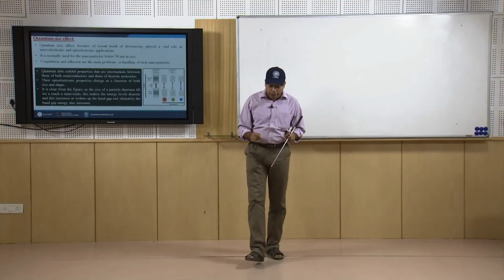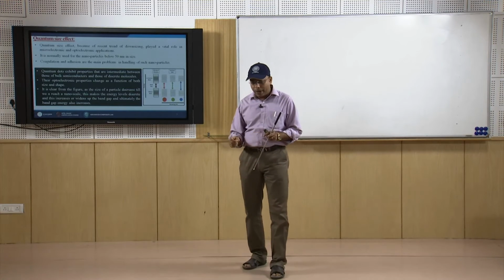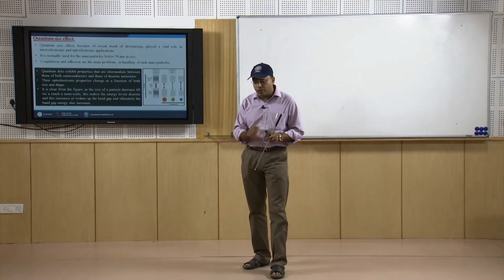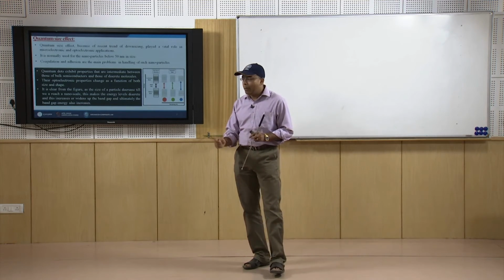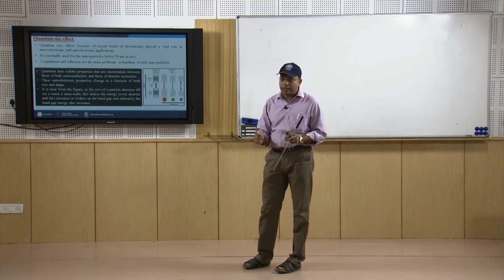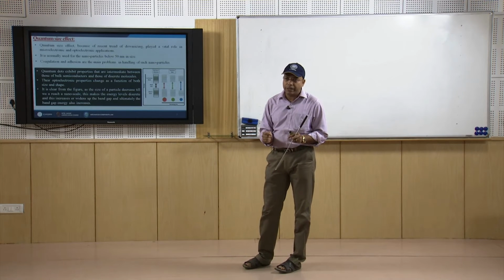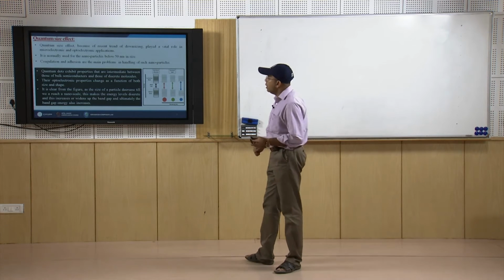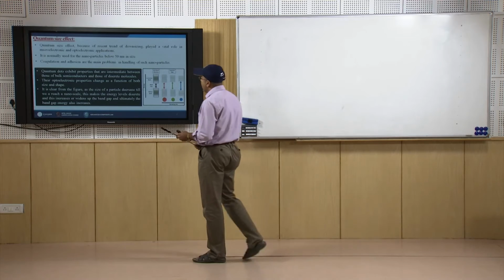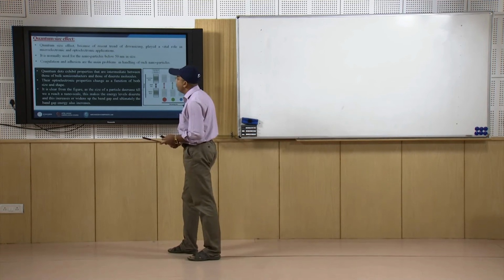When we are talking about nanomaterials or nanoparticles, generally the scale ranges from 1 to 100 nanometer. But when we are talking about the quantum size, that is well below the nanometer range, which means it is below the 50 nanometer range. So, it is normally used for nanoparticles below 50 nanometer in size.